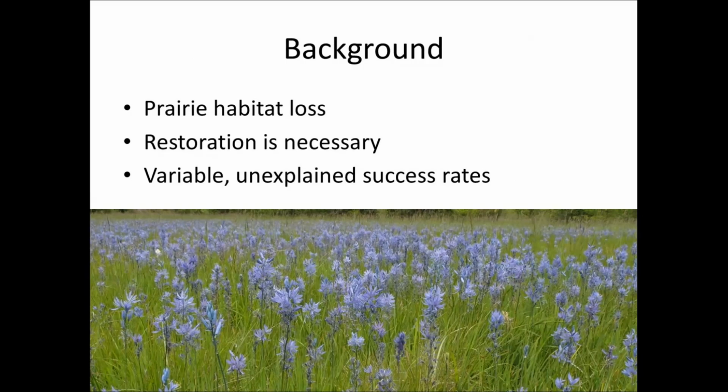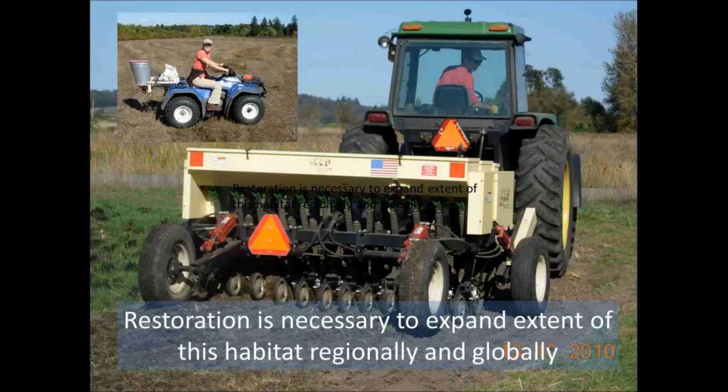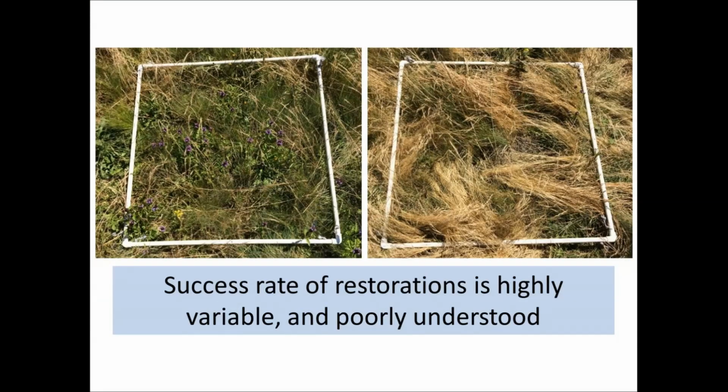A brief amount of background. Prairie loss is one of the motivating issues we're facing through RestoreNet. Restoration is clearly necessary to reverse the trend of prairie and grassland habitat loss. But unfortunately, our success rates are highly variable, and we don't often understand why a restoration works or does not work. Habitat loss has resulted in a decline in prairies and grasslands, and with them, diversity. Often species are becoming endangered or at risk. Restoration is really necessary to expand the extent of this habitat regionally and globally. Yet the success rate of restorations is highly variable and poorly understood.